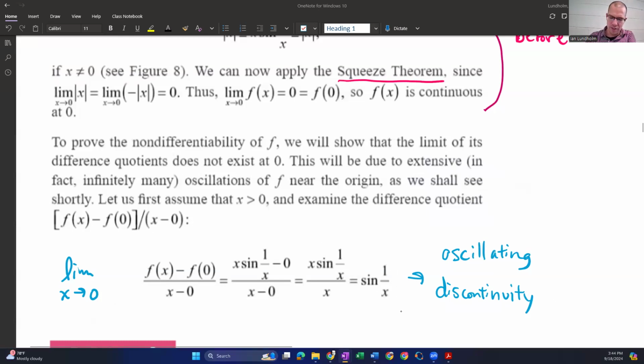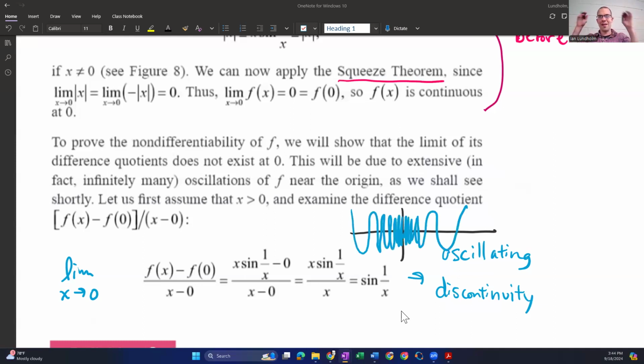Now, if you remember, this is the one with the oscillating discontinuity. From either side, this one doesn't shrink as it goes towards the origin. It just keeps waving. This one waves really, really fast, and then it kind of tapers out.